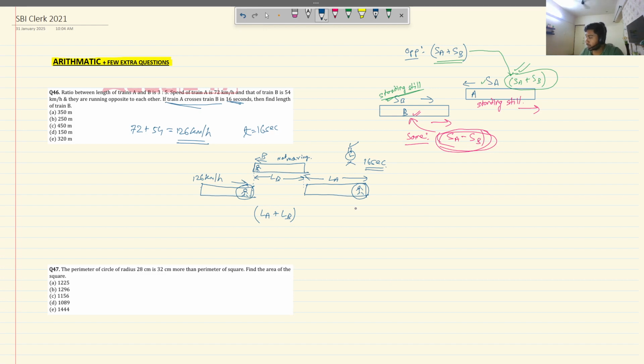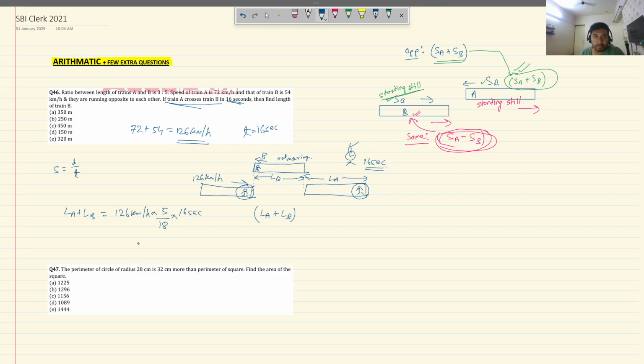So we know that speed equals distance by time. So here distance is LA plus LB. I have made my train B speed 0. It is not moving. I have given all the relative velocity to train A. So the speed is 126 kilometer per hour. To convert kilometer per hour to meter per second, I'm multiplying by 5/18, times speed into time, 16 seconds. Make sense?